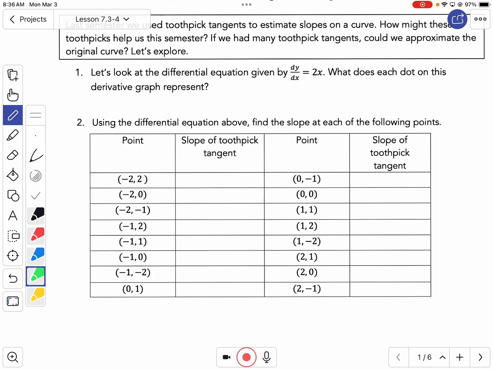Right, when you get to the back side, you're going to graph little bitty line segments, like they're little bitty toothpicks that have those slopes that you found in the chart. So, like, they're mini toothpicks.